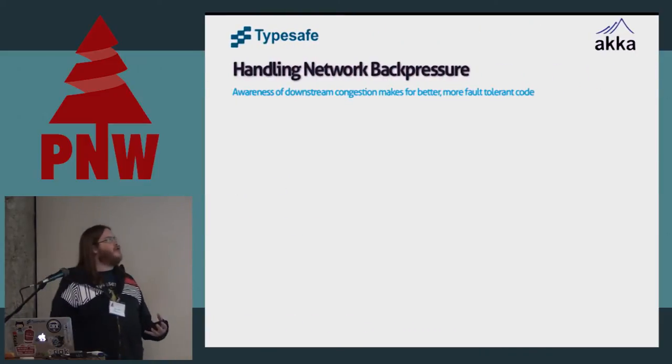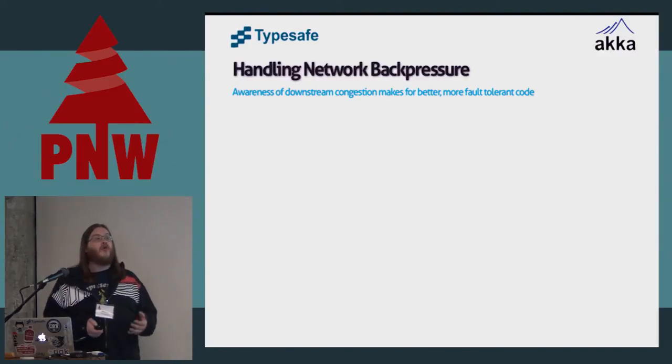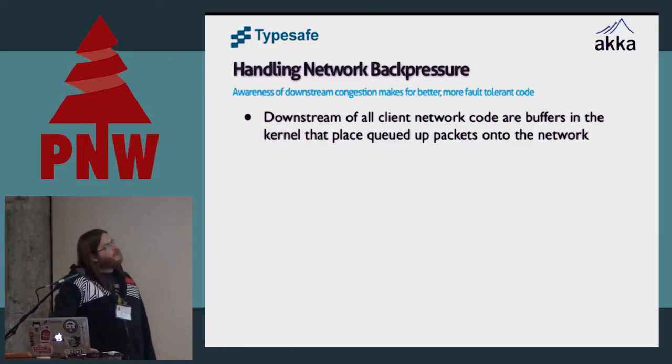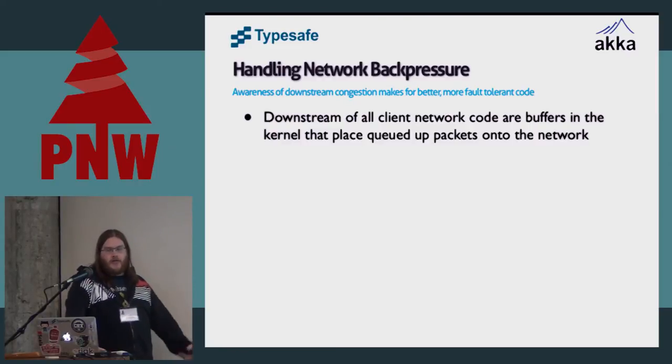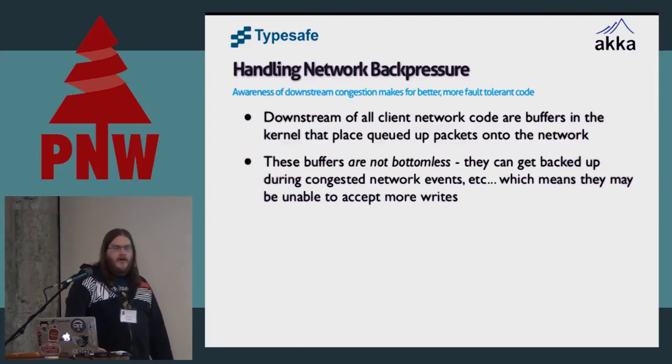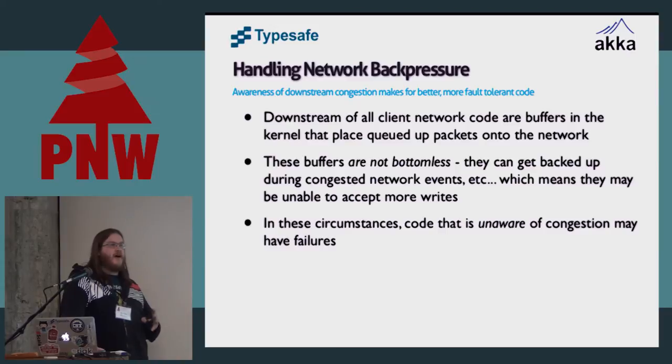Now, network backpressure is an interesting problem because it can cause a lot of issues with people who don't understand it and don't wire that into their network logic. Downstream of any client network code, there are buffers in your kernel that are waiting to write messages to the network. They're not bottomless. If they get congested, if there's network congestion or for some reason they haven't been written out, you can hit a point where you get a buffer overflow. You can get an exception when writing to your local network because the buffers haven't cleared out enough. If your code isn't aware of this concept of congestion and able to handle it, you could have your whole client crash because it's getting these network socket errors.